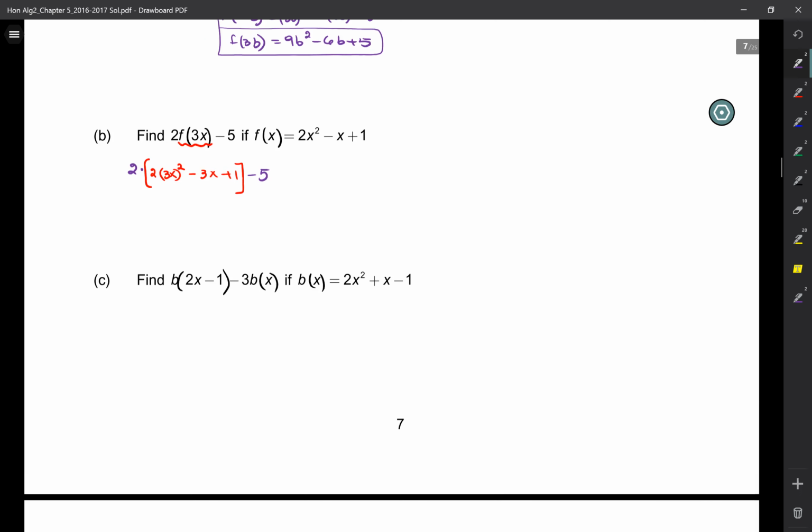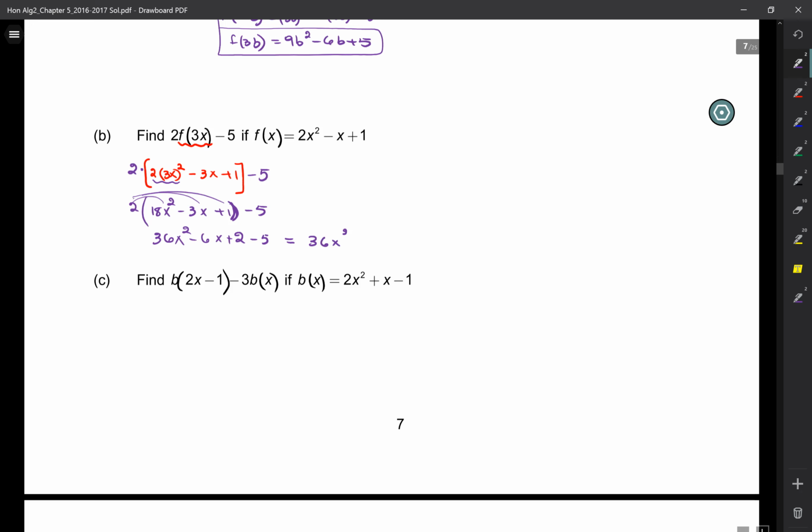Let's simplify this. I get 2 times 9x squared, which is 18x squared, minus 3x plus 1, minus 5. And if I distribute the 2, 36x squared minus 6x plus 2, minus 5. And then I simplify all the way.